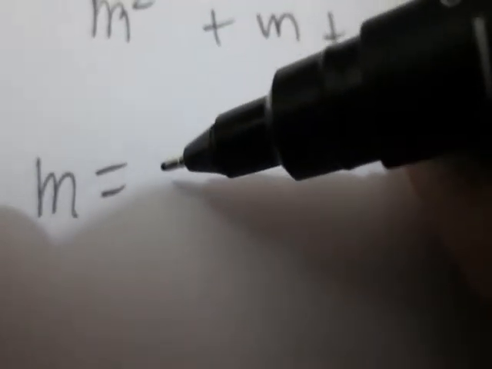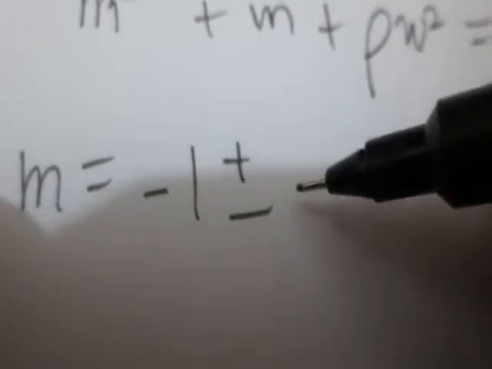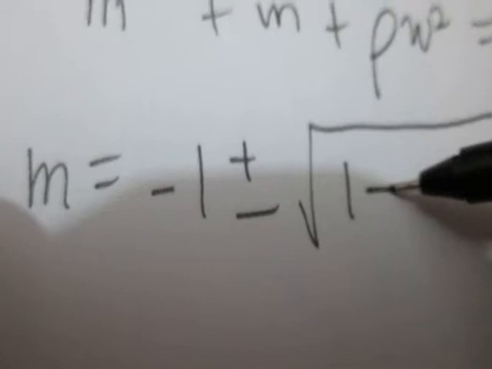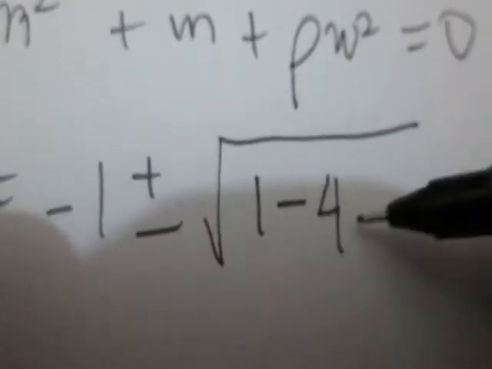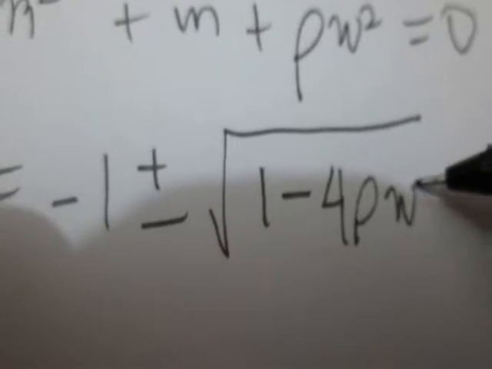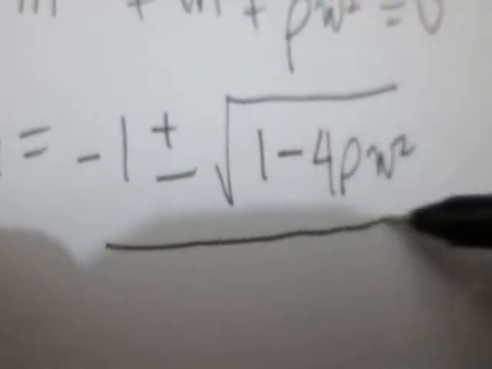In this equation, we have to use the quadratic formula. So we get m equals -1 plus or minus the square root of 1 minus 4 rho omega squared, over 2. So we get m squared plus m plus the linear density times the square of angular speed equals 0.